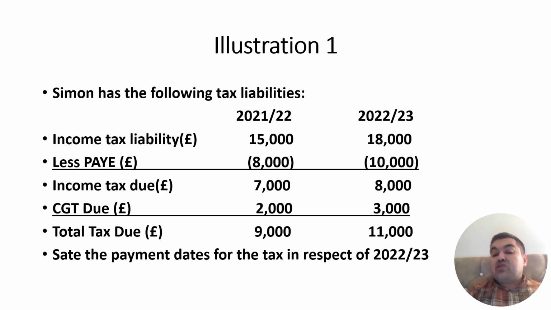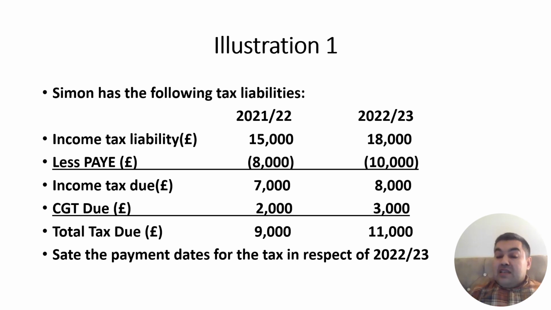For 2021-22, his income tax liability is 15,000. However, he was working as an employee, so the employer deducted tax of 8,000. Then for 2022-23, his tax liability is 18,000, and the PAYE deduction is 10,000. So the tax due is 7,000 for one year and 8,000 for the other year. He also has a CGT due of 2,000 in one year and 3,000 in the other year.